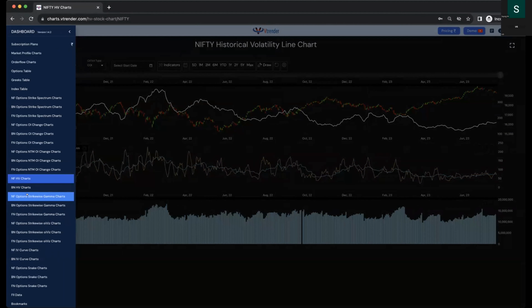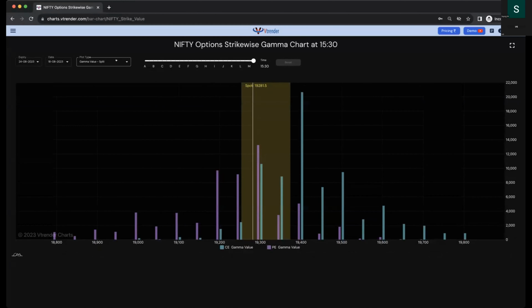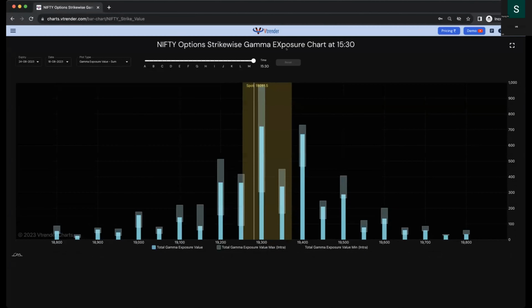Next, on the line of spectrum, we have our famous gamma charts. This is gamma values. We have GEX values. Again, something which is explained in the demo and something I will leave Shai to also talk about.